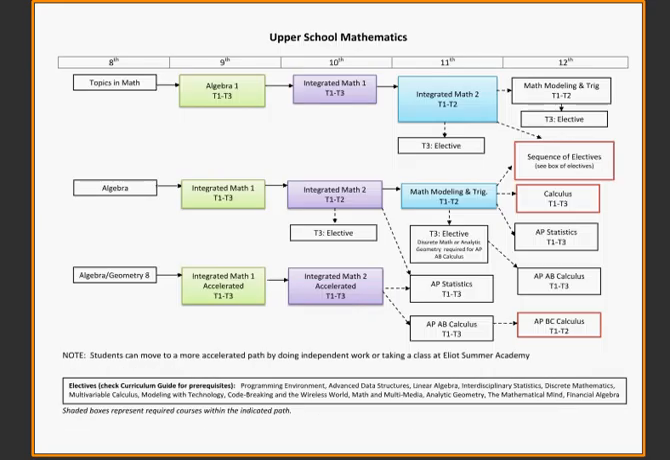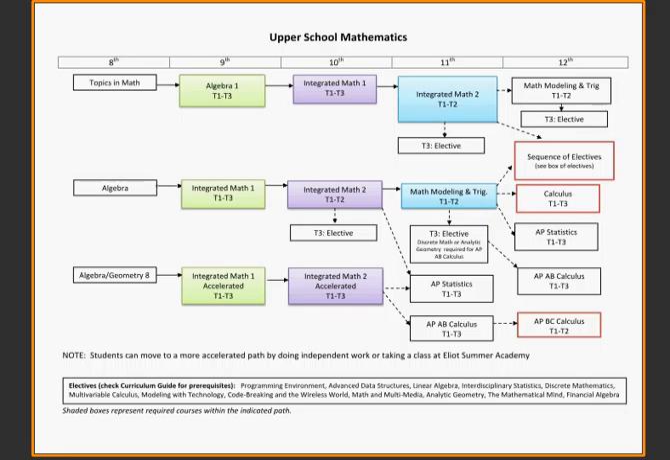As you can see, this departmental flowchart is strikingly similar again to English and history. We're focusing on that 11th grade column, the light blue boxes. Rising 11th graders' math options vary depending upon their track. Current Integrated Math 1 students will register for Integrated Math 2, T1 and T2, and should take a math elective T3 based on prerequisites. Current Integrated Math 2 students will register for Math Modeling and Trigonometry T1 and T2 and should take a math elective T3 based on prerequisites.